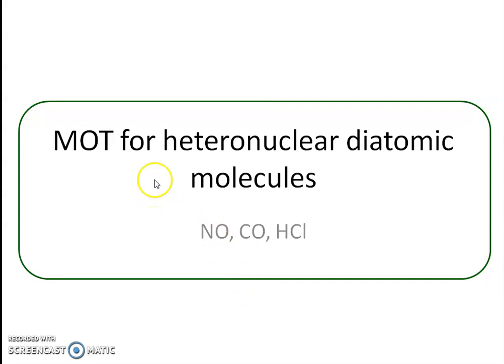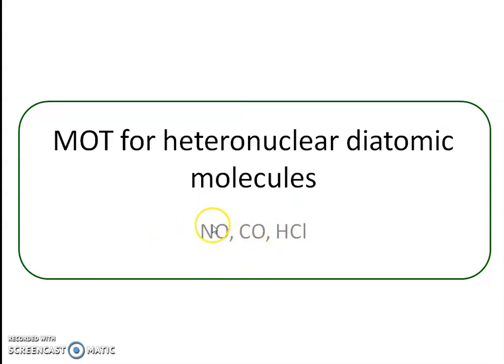During the last lecture, we discussed the difference between homonuclear and heteronuclear diatomic molecules. Now in this video, we are going to discuss molecular orbital theory for heteronuclear diatomic molecules. There are three heteronuclear diatomic molecules included in the syllabus: nitric oxide, carbon monoxide and hydrochloric acid, HCl.